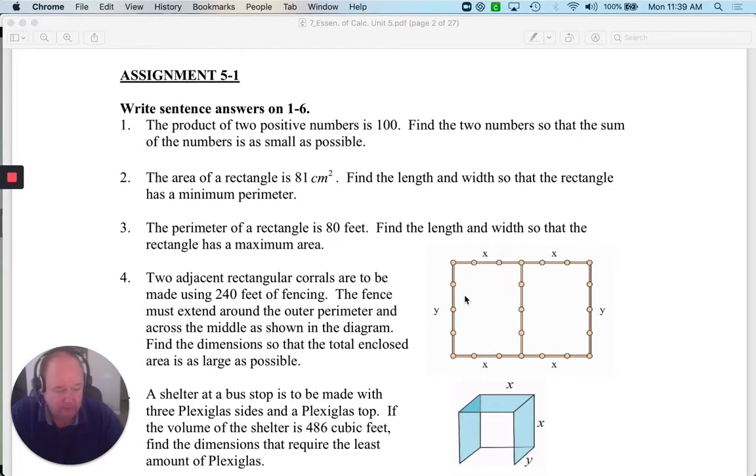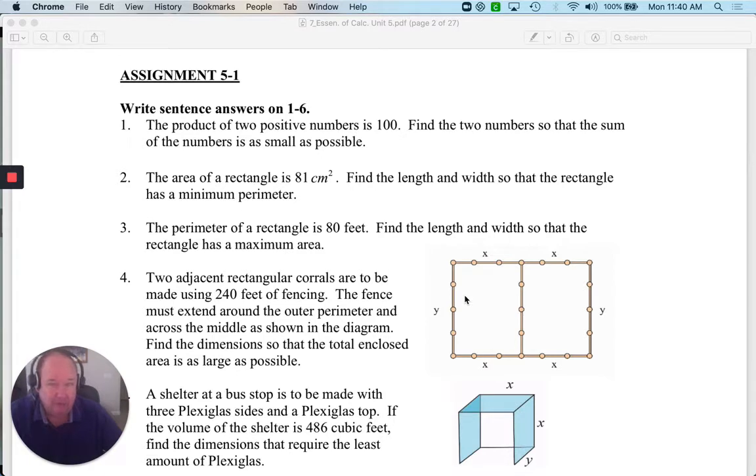This is assignment 5.1. So for assignment 5.1, let's read it together here. These are calculus stories, so they're going to be fun, and you might feel frustrated, but we're going to do it together.